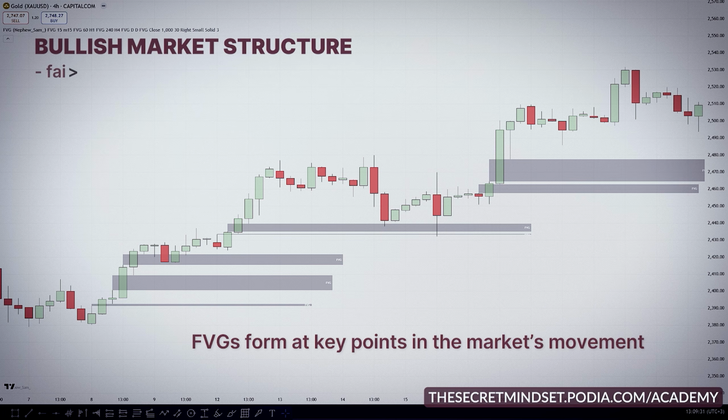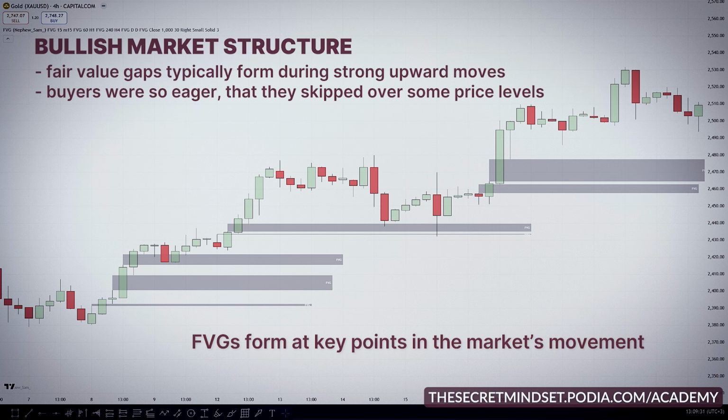In a bullish market structure, fair value gaps typically form during strong upward moves. The gap shows where buyers were so eager that they skipped over some price levels.